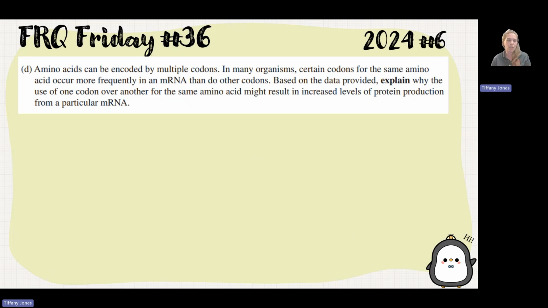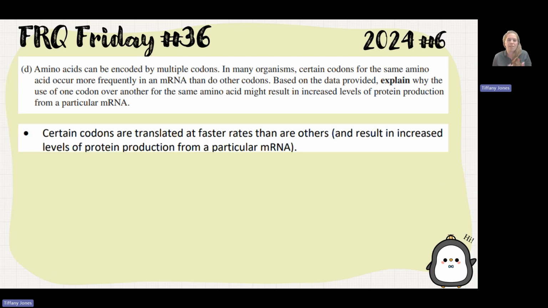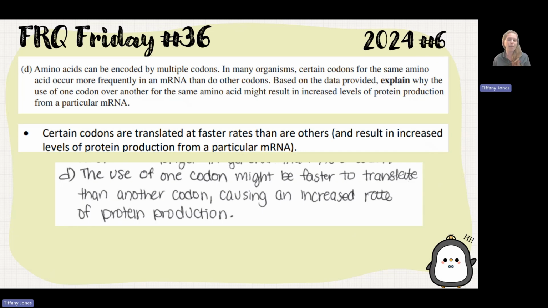So this question is asking us, why would there be one codon selected over another? Like, why would we keep seeing the same codon in a section, even though there's different codons for that same amino acid? And the reason has to do with the fact that some codons are translated faster than others. We saw based on that diagram that those codons had different rates. And so because some of them are translated faster, that allows them to make more of this protein in a shorter amount of time. So the use of one codon might be faster to translate than another codon, causing increased rate of protein production.